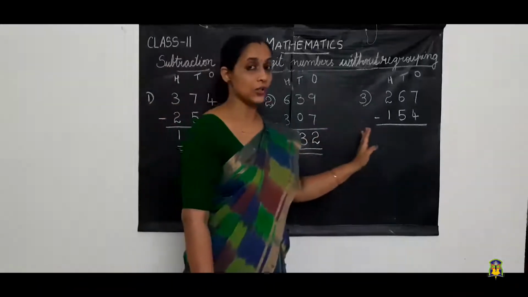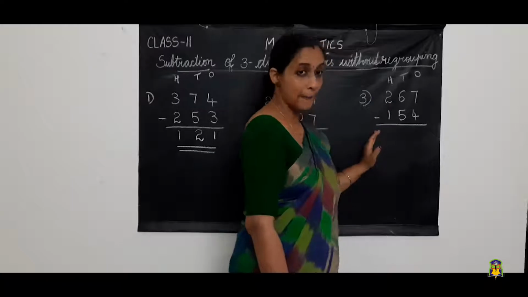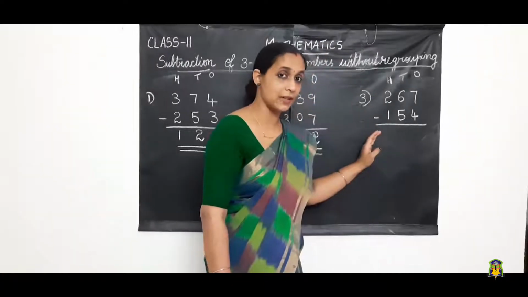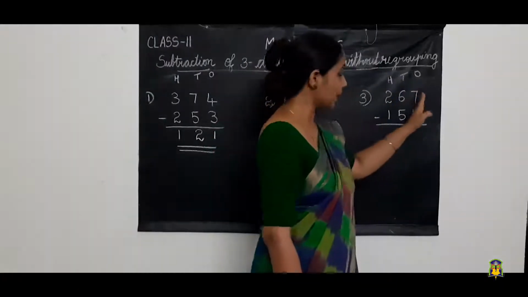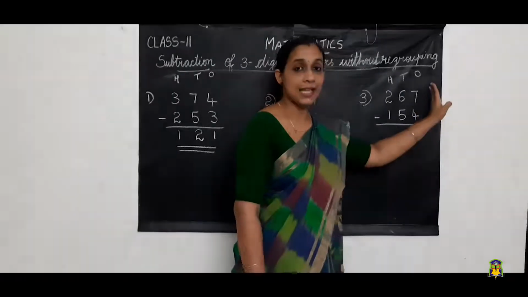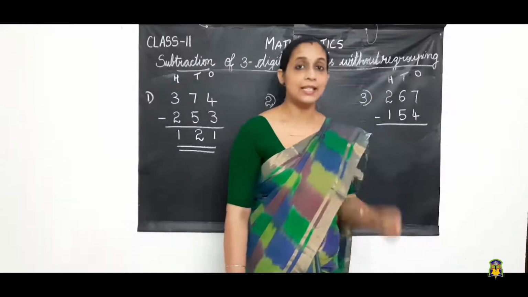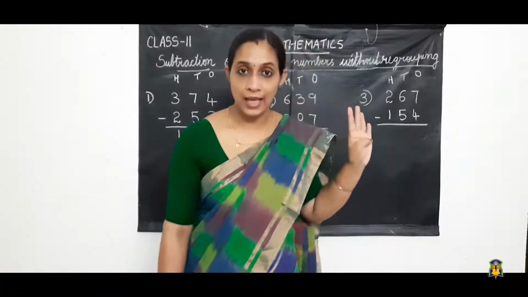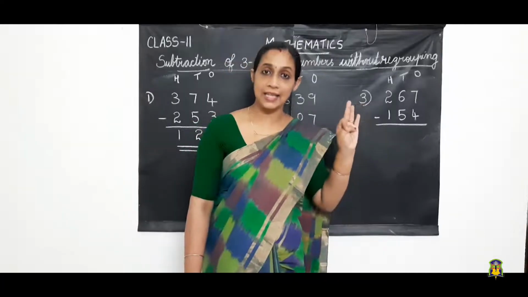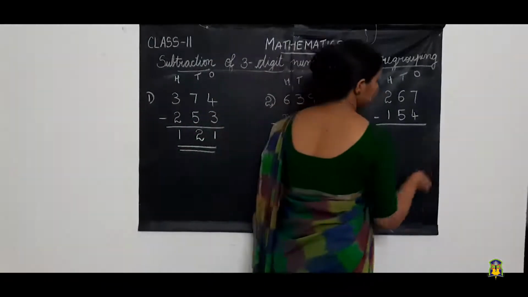Now, let's move on to our next question. That is 267 minus 154. Okay, here in ones place we have the digits 7 and 4. 7 is greater than 4, so subtraction is possible. 7 in mind, 4 in hand. Before 7, 6, 5, 4, 3. Okay.